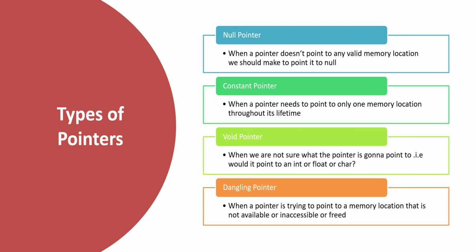Now let us see types of pointers. First, null pointer, used when the pointer is not pointing to any valid memory. Second, constant pointer. The pointer address cannot change but the value can. Third, void pointer. It's a generic pointer, it can point to any data type. Fourth, dangling pointer. The pointer points to memory that is already freed. These pointers help in safety, flexibility, and avoiding runtime errors. Always initialize pointers properly, otherwise the program may crash.